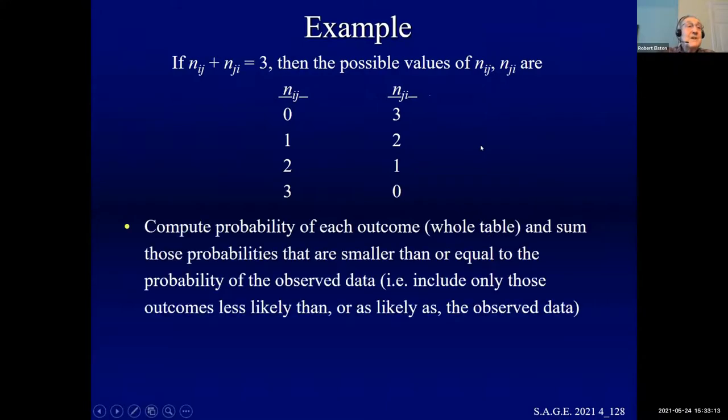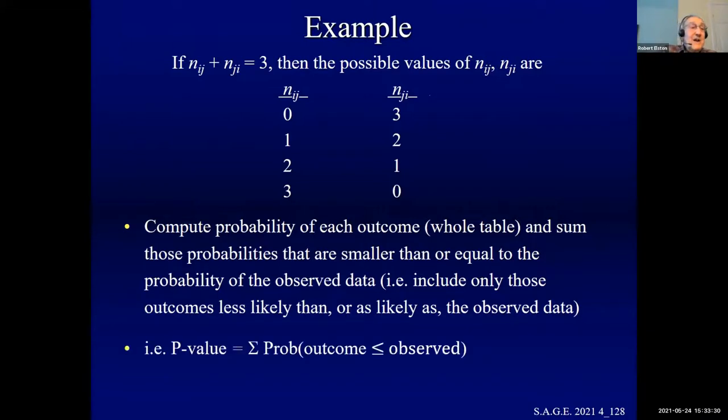But let's look at this. We compute the probability of each outcome, the whole table, and sum those probabilities that are smaller than or equal to the probability of the observed data. I include only those outcomes less likely than or as likely as the observed data. And that's how you get your p-value. So your p-value is the probability of the outcome that you observe or less, this is for complete symmetry, where we're testing this equal to this, a summation of all outcomes as or less likely than the observed.